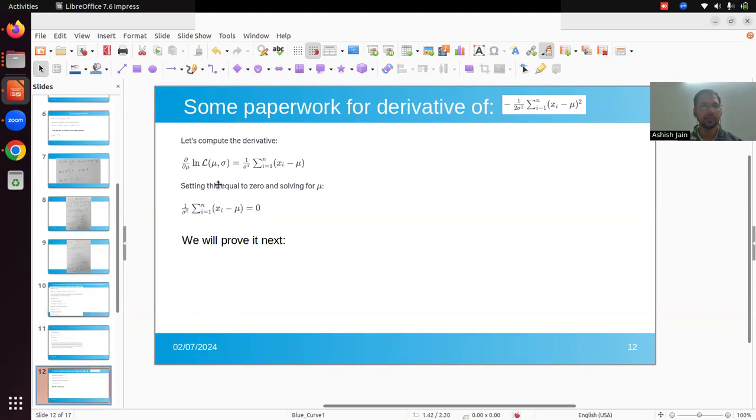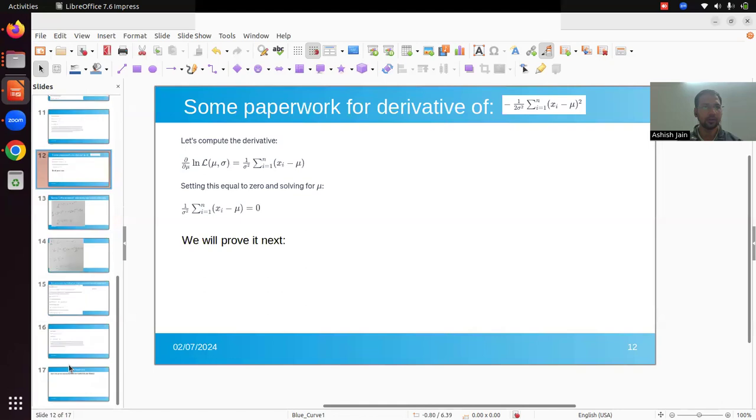It says that the derivative of the log likelihood with respect to mu is 1 by sigma squared times the summation of the difference of xi and mu. Now we'll prove it next.